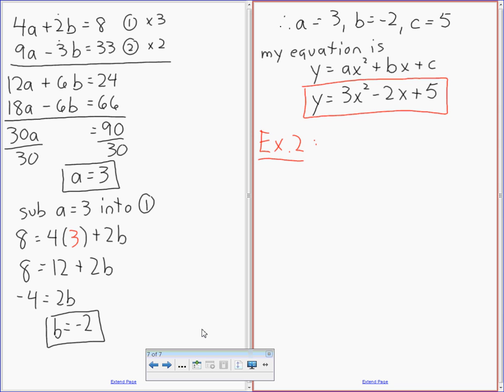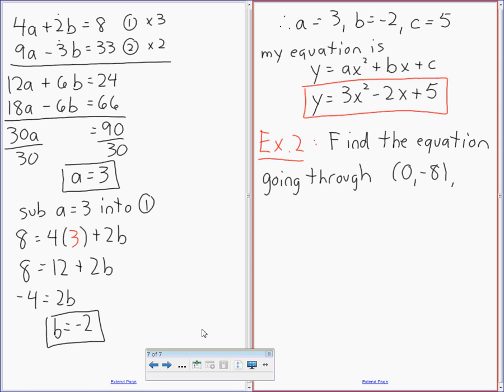So we're going to say find the equation going through the points 0, negative 8. 1, negative 1. And negative 2, negative 10.